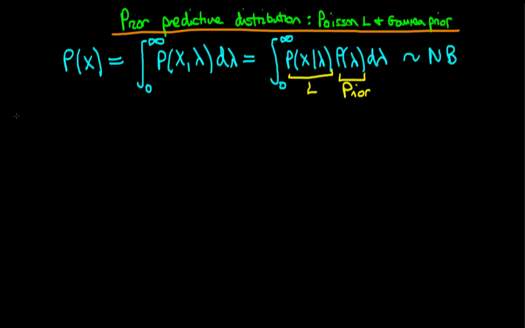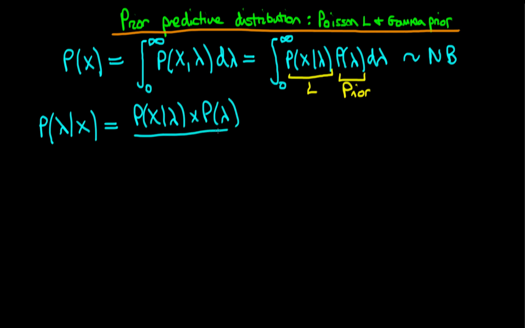It turns out there is another method we can use to derive the prior predictive distribution which doesn't rely on doing an integral, and it's particularly useful, and perhaps easier, when we're talking about conjugate priors. The way we find this is by a rearranging of Bayes' rule. Bayes' rule, just to recap, says the probability of lambda given the single data point x is equal to the likelihood, the probability of x given lambda, times the probability of lambda, which is just our prior, divided by the probability of our data point x.